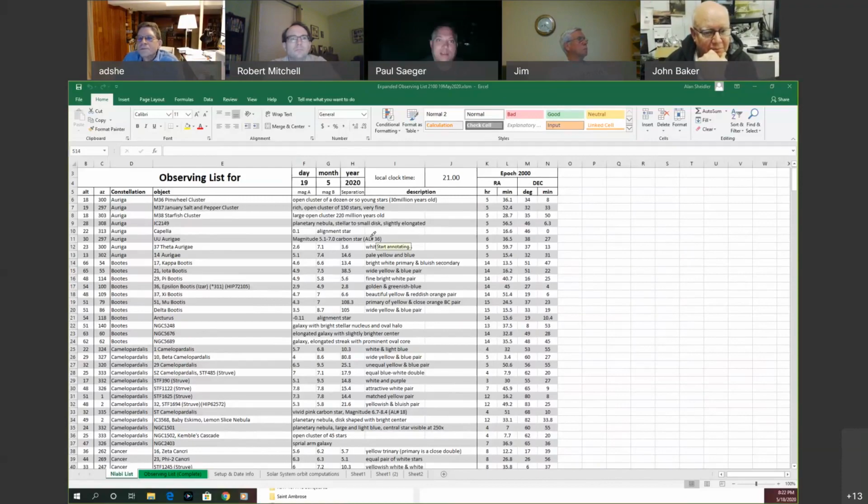I didn't understand what the separation was. Oh, that's arc seconds. So, for example, 37 Theta Aurigae is a 2.6 magnitude and 7.1 magnitude with a separation of 3.6 arc seconds. Is that like size in our sky? Yeah, 3.6 arc seconds is pretty close.